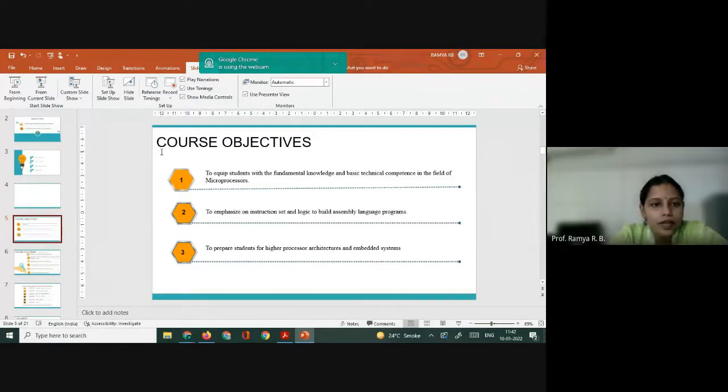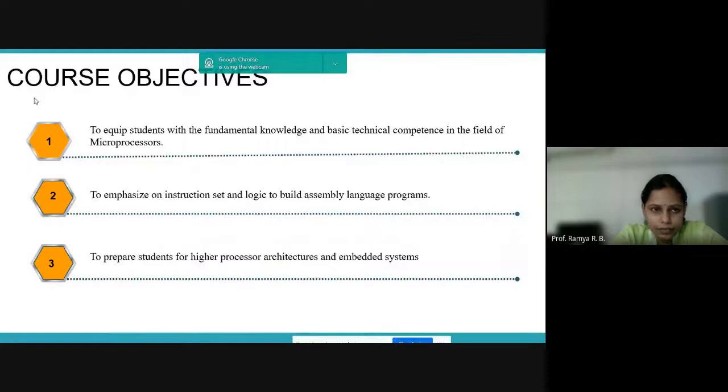Now look at the course objectives. These are the course objectives as given in your syllabus. Course objectives are written from a teacher point of view, and course outcomes are written from a learner-centric point of view. So this is the objective which I'm supposed to achieve: to equip students with the fundamental knowledge and basic technical competence in the field of microprocessors, to emphasize on instruction set and logic to build assembly language programs, to prepare students for higher processor architectures and embedded systems.